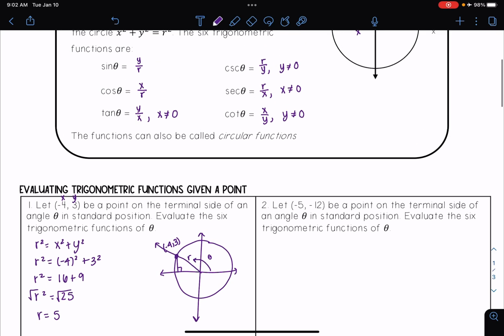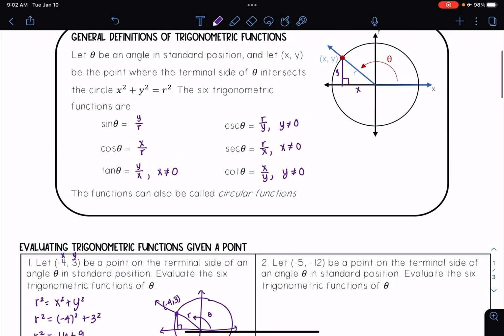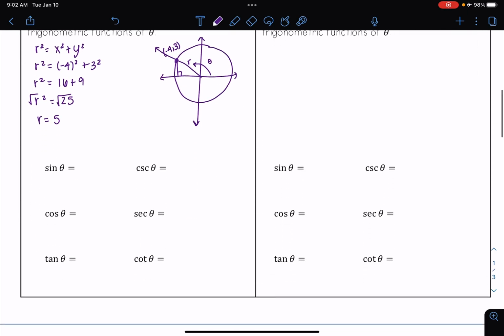So now that I have my 3 values of x, y, and r, I can fill out my trigonometric functions. I know that sine of theta is equal to y over r. Y is 3, and r is 5, so it's going to be 3/5. Cosine of theta is x over r. X is negative 4, and r is 5. And then tangent of theta is y over x. And so I get that y is 3 over x, which is negative 4.